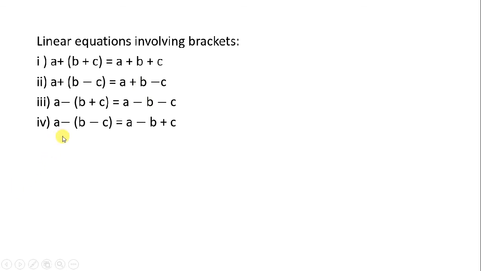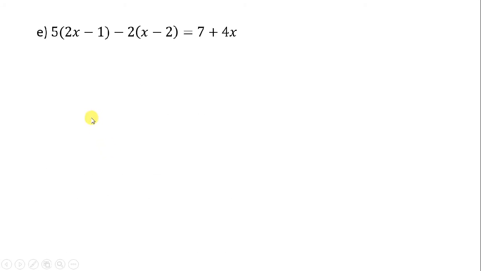C. What if I have A minus, open your brackets, B minus C, close your brackets? It means I'm multiplying a negative times a positive, giving us a negative. Negative times negative will give us what? Positive. So when you are given brackets to solve, where you have linear equations involving brackets, you should understand which operation to put when you are given different signs.